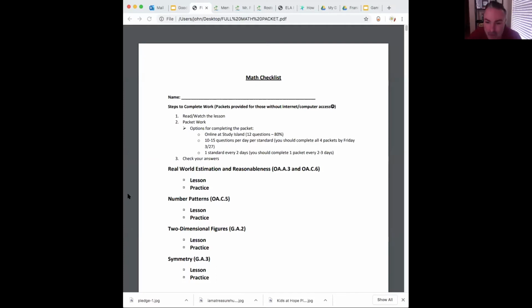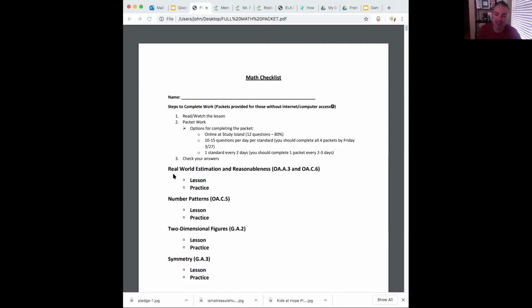So first things first, what it says is read, watch, listen. That would be if you're on Study Island. Packet work, options for completing the packet. Same thing. Online at Study Island, 10 to 15 questions per day per standard, one standard for each day. Let's not get overly concerned with how much we're doing per day initially. This will be the first one that we do, and we'll go from there.